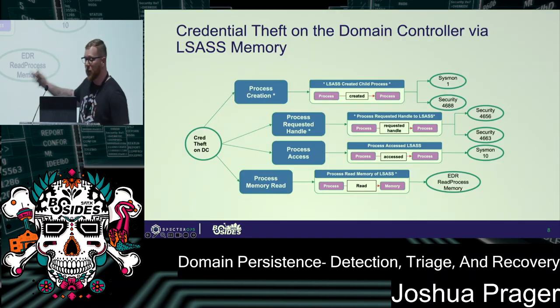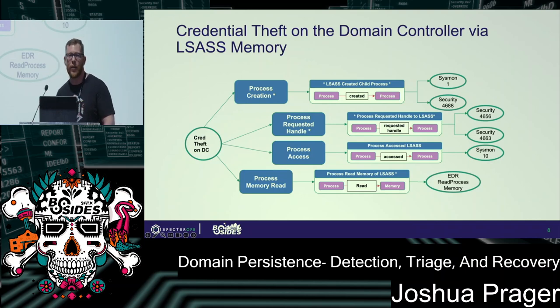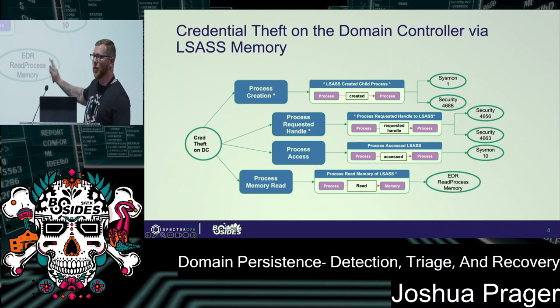From a detection perspective, right, we have process creation events we can use as telemetry. We have a process requested a handle with event ID 4656, or we can set a SACL as well and do 4663. We can also use Sysmon, event ID 10. Most of the event IDs I'm going to use are going to be Windows native event IDs or Sysmon. And in this one slide, I promise, it has Defender for Endpoint's read process memory telemetry. You're not going to have that in every scenario, though.